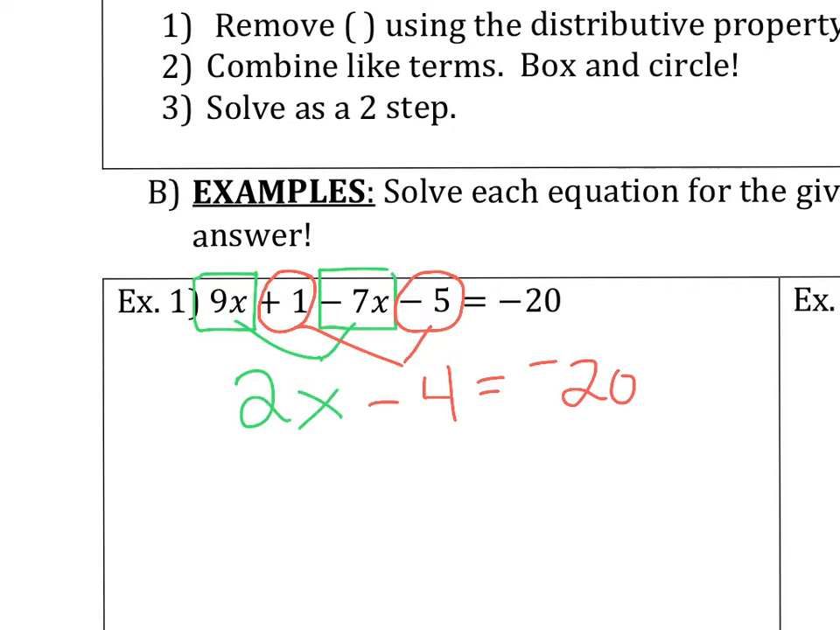So to get that 2x by itself, what do you have to do? Louis, what do you have to do? He is not being very helpful. He is sleeping over there.